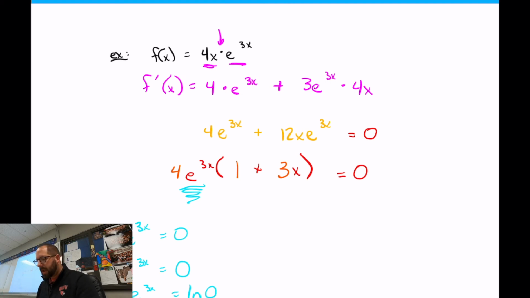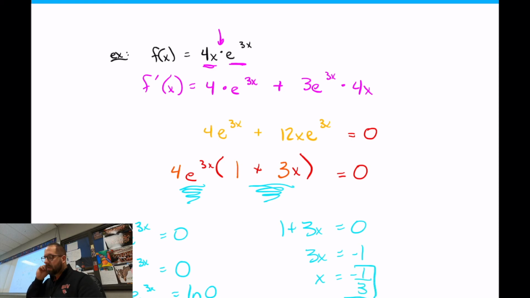This is still the critical point. Then on this part here, I set this part equal to 0, and this thing can actually work, right? I can subtract the 1 over and divide by 3. So it actually does have one critical point, which is this thing, negative 1/3.